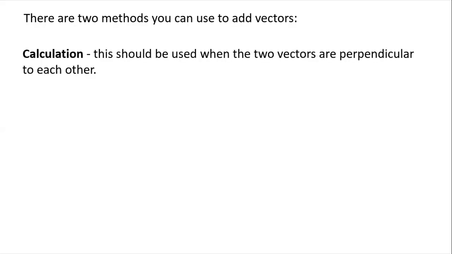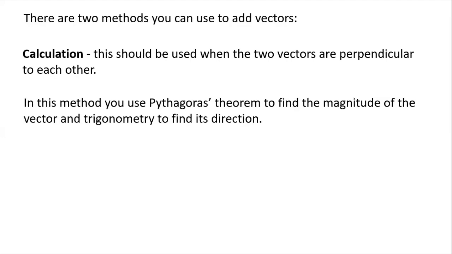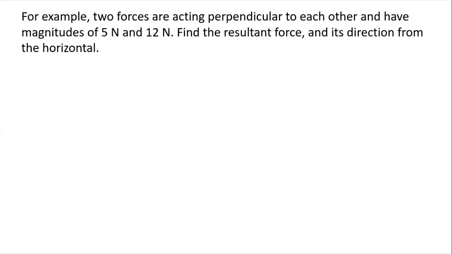First one is calculation. This should be used when the two vectors are perpendicular to each other. In this method, you use Pythagoras theorem to find the magnitude of the vector and trigonometry to find its direction. So for example, two forces are acting perpendicular to each other and have magnitudes of 5 Newton and 12 Newton. Find the resultant force and its direction from the horizontal.